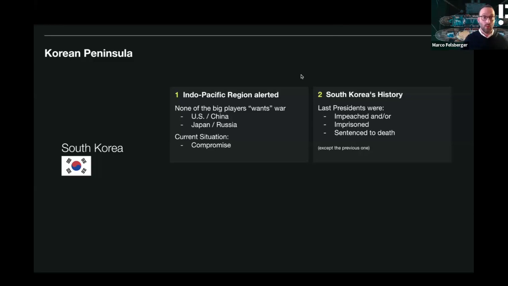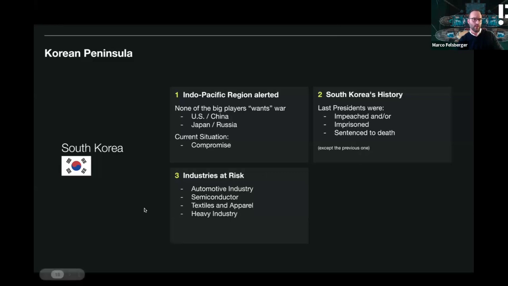He was the first one who was in office until the end. So you have to take that into account. It's not too new for this kind of situation. It's not too new for South Korea.